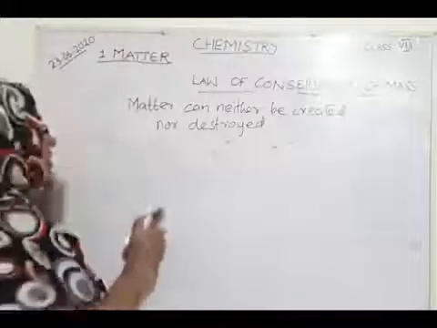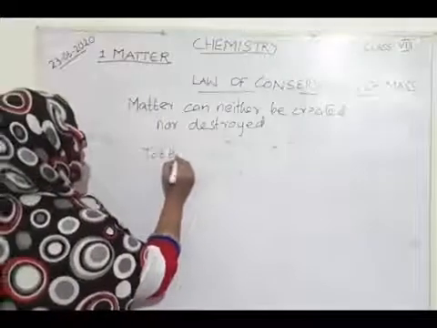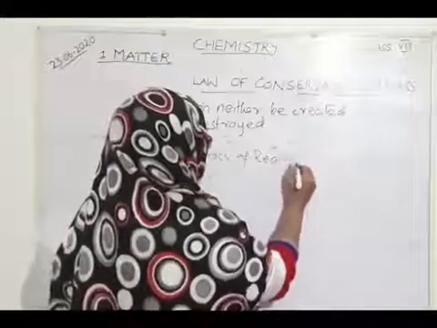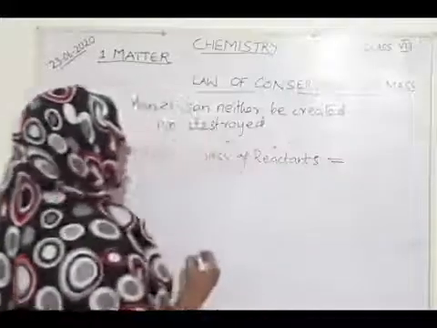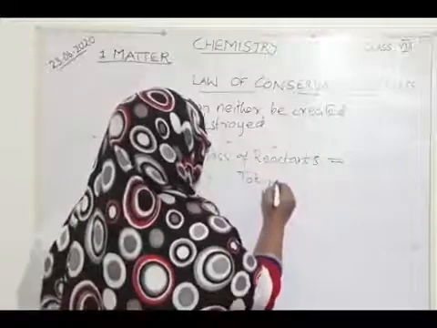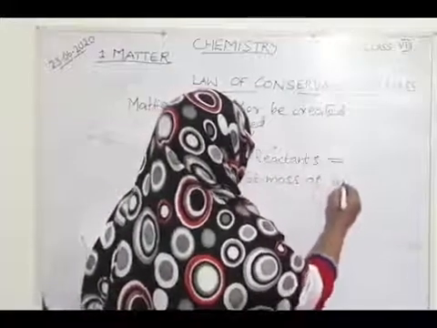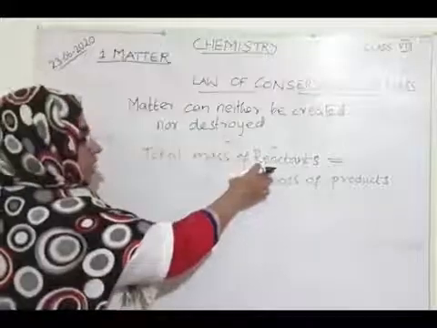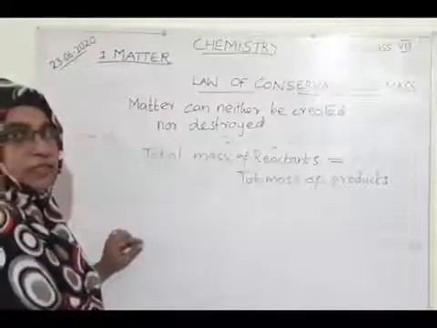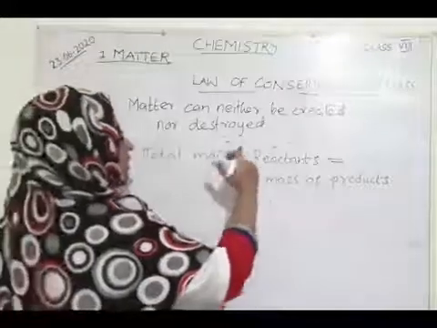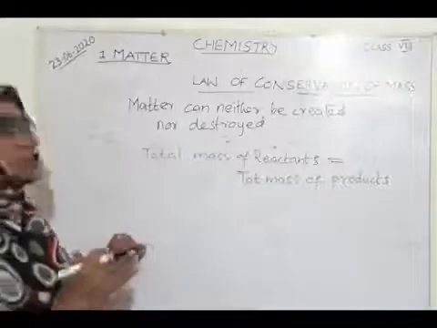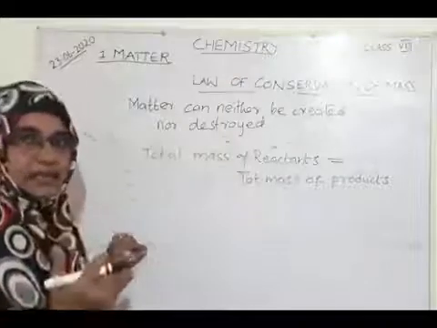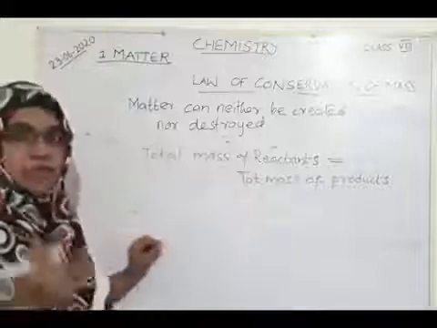This means that the total mass of the reactants will always be equal to the total mass of the products in a chemical reaction. That is, the conversion from only one type to another type is taking place. So the matter is always remaining there. It can neither be created nor destroyed. So this is the law of conservation of mass.